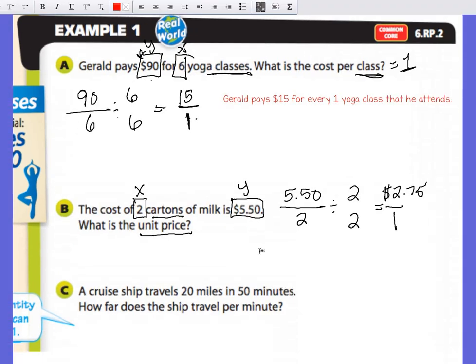So again, what does this tell me? This tells me that the cost of milk is $2.75 for every 1 carton.